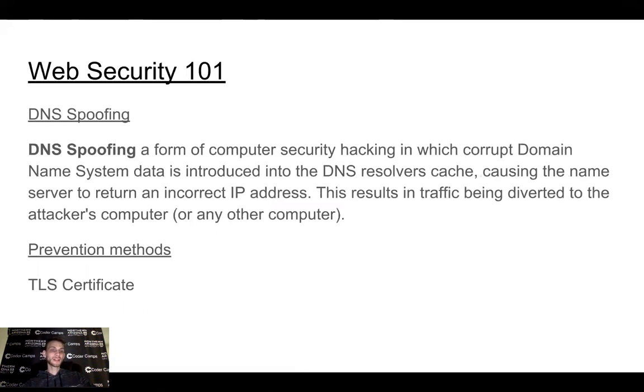Next, another kind of vulnerability is called DNS spoofing. Okay, and it's a form of computer security hacking in which corrupt domain name system data is introduced into the DNS resolver's cache, causing the name server to return an incorrect IP address. This results in traffic being diverted to the attacker's computer or any other for that matter. Okay, and typically this is a lot less common because your DNS provider typically has pretty good security measures in place, but to be safe, you should use, once again, a TLS certificate to prevent against this kind of behavior.